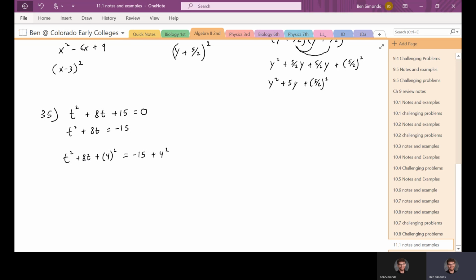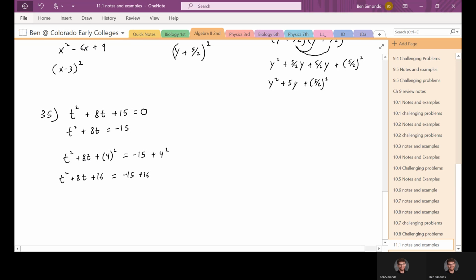It's an equation. Equation means that both sides are equal. So if we're going to add a 4 squared to the left, we add a 4 squared to the right. So what does that give us? It gives us t squared plus 8t plus 16 equals negative 15 plus 16. Sorry, I don't know where this random line came from.